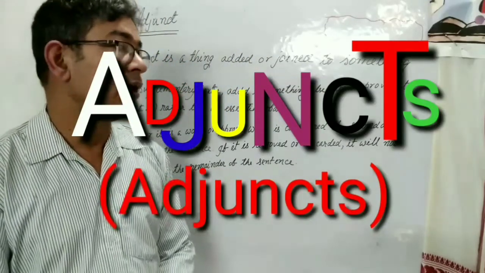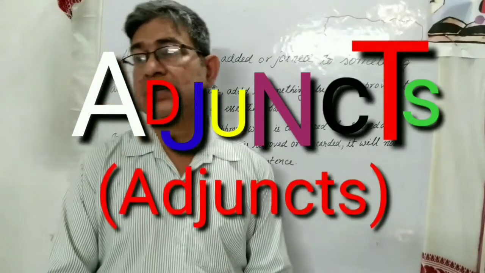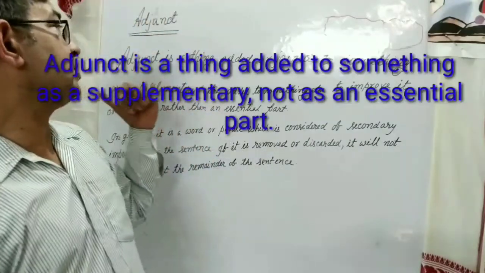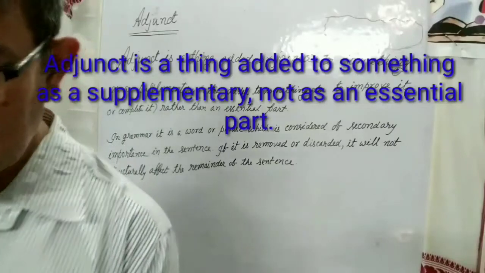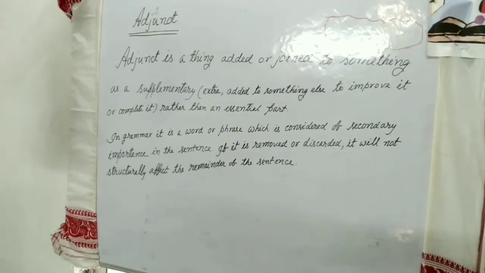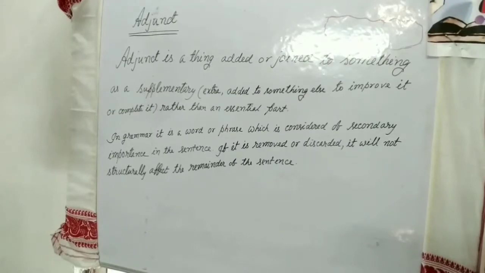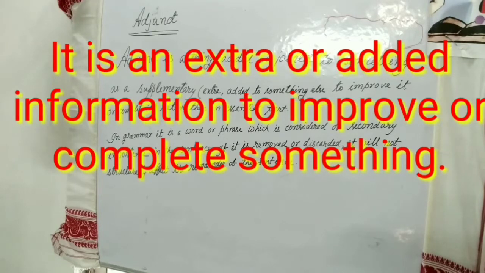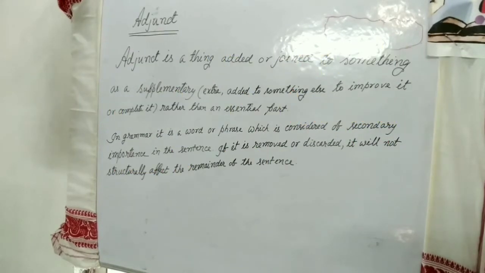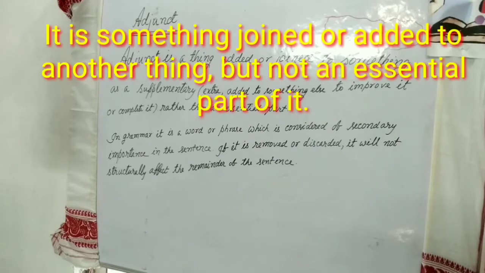Today's video will be regarding a topic of English grammar, which is adjunct. Literally, adjunct means a thing added or joined to something as a supplementary rather than essential part of it. That means it is an extra or added information to something else to improve or complete it. It is something joined or added to another thing but not essentially a part of it.